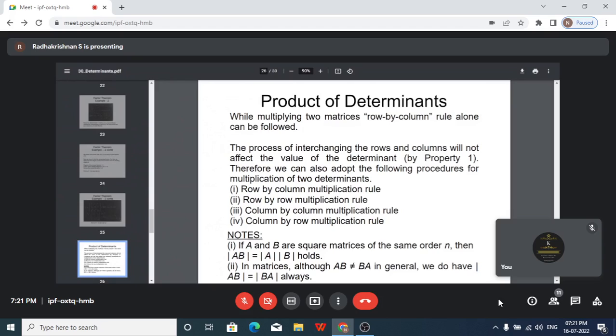The important thing is that in matrices, AB is not equal to BA in general. But in determinants, AB equals BA. In matrices it is not true, but in determinants it is always true that AB equals BA.